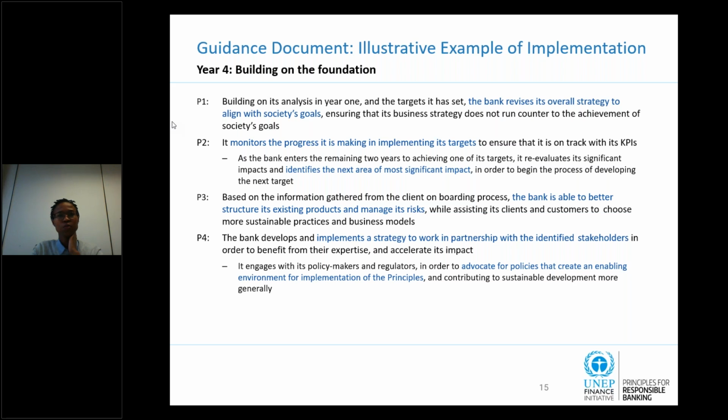On principle number 4, the bank develops and implements a strategy to work in partnership with the identified stakeholders in order to benefit from their expertise and accelerate its impact. Within this, it engages with its policymakers and regulators in order to advocate for policies that create an enabling environment for implementation of the principle and contributing to sustainable development more generally.